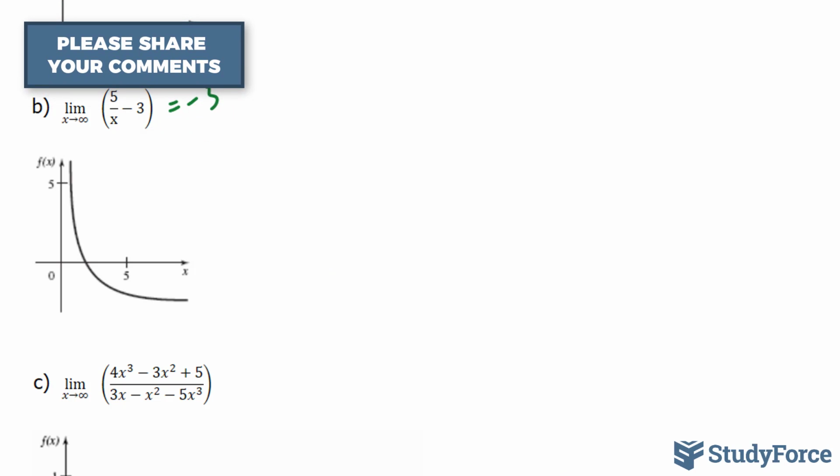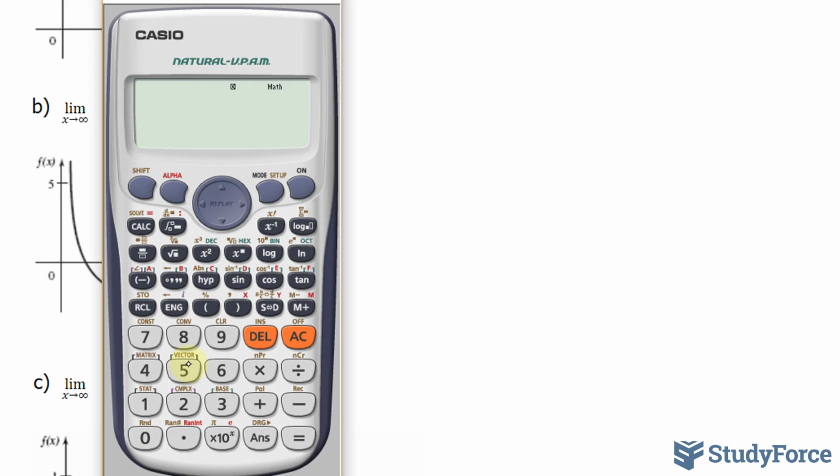And of course, I can prove that with our calculator. Let's say I had 5 divided by a very large number. I get 5 times 10 to the power of negative 11 minus 3. This gives me simply negative 3.